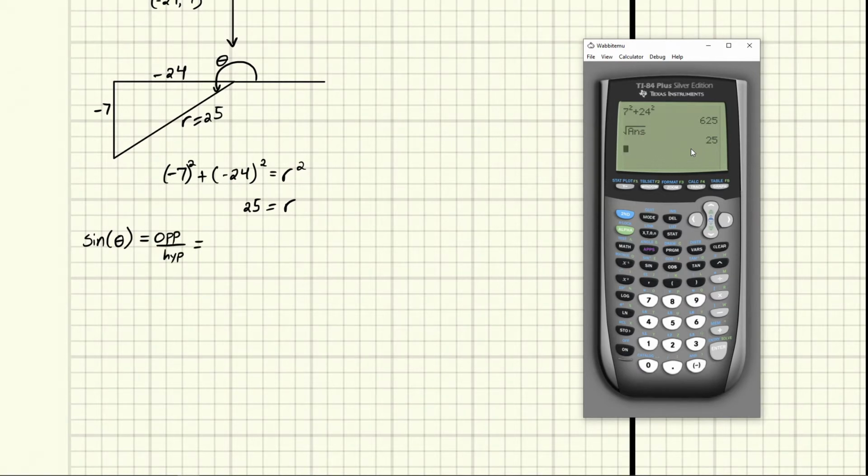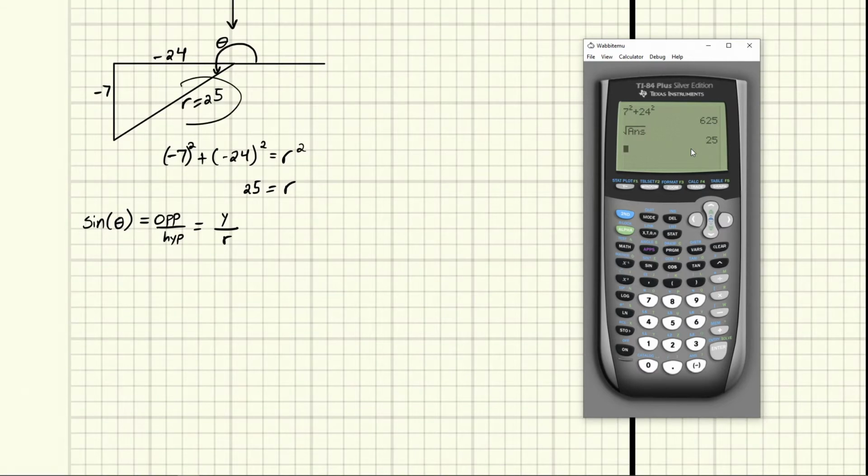If we look at what's opposite, that's this side over here, which is the up-down coordinate, so that's the coordinate y. It's going to be y over r, because r is the hypotenuse of the triangle. That's what we called it. You're going to see this one quite a bit going forward. If we plug these in, we get -7 over 25, and we have just found the sine of theta.